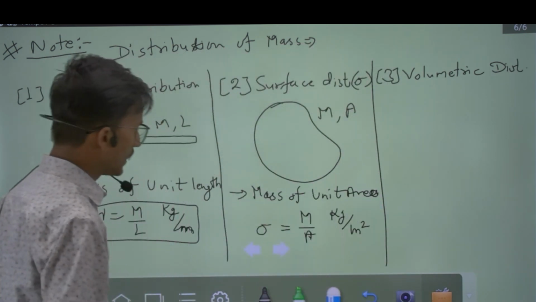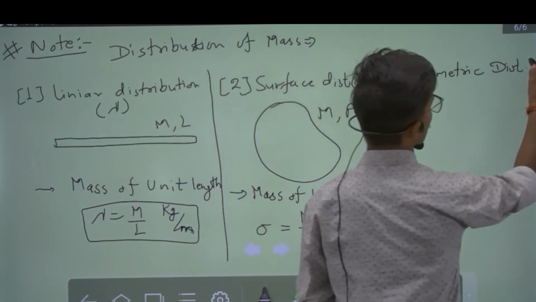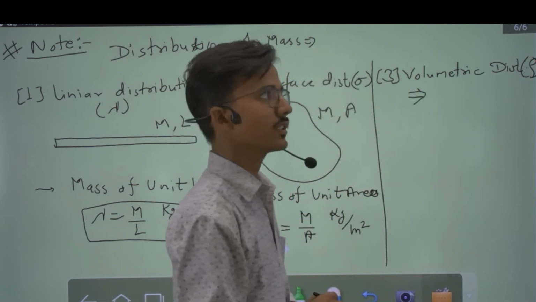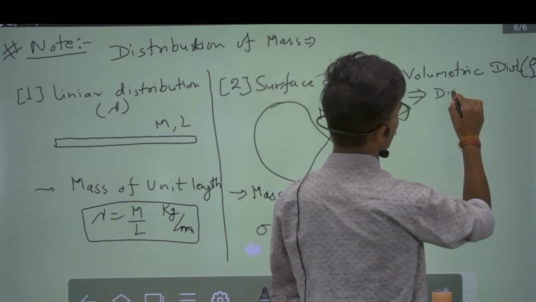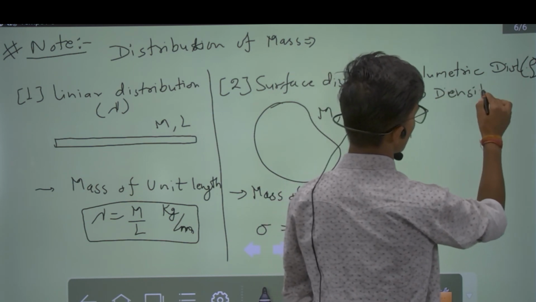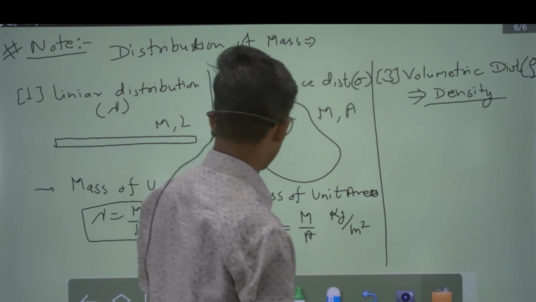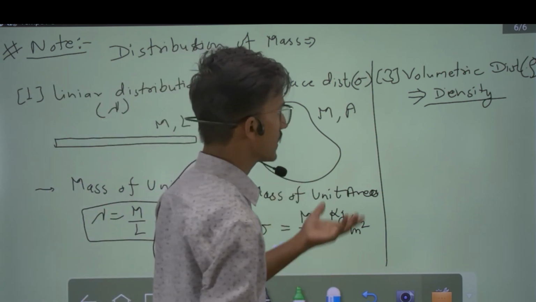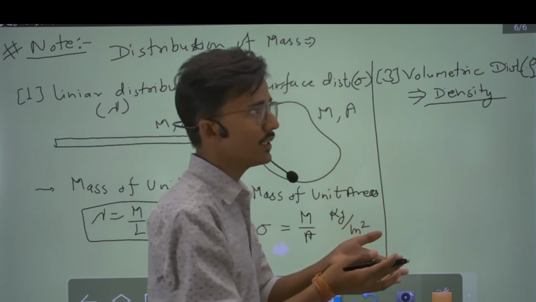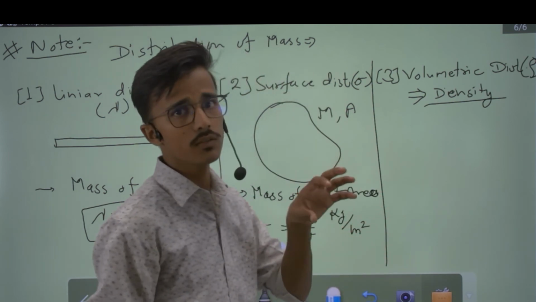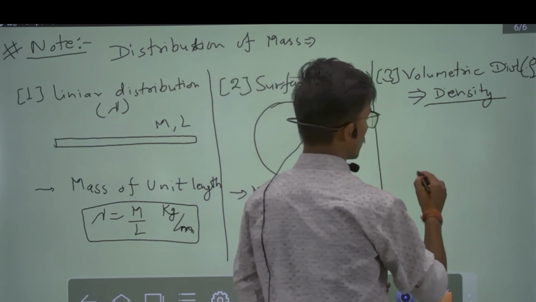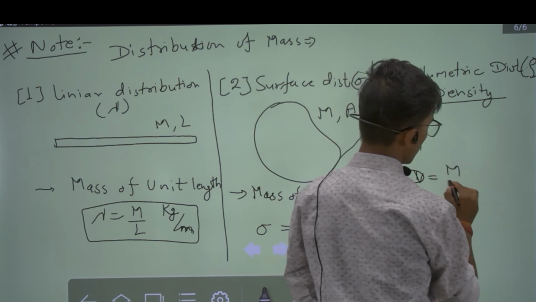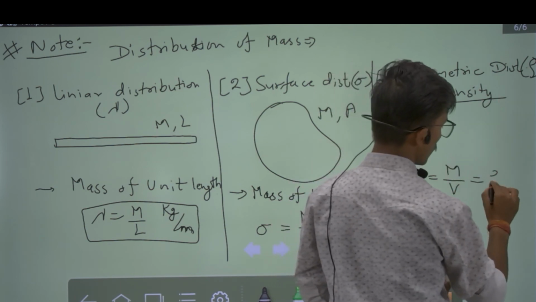Okay, now coming to the volumetric distribution, this is represented as rho, and this is equal to the density of that material. This is just the density. Why is it equal to density? Because as here we divide mass by area, in this case we divide the mass by volume, and mass by volume we already know is density. So density will be equal to mass by volume, and this is represented by rho.